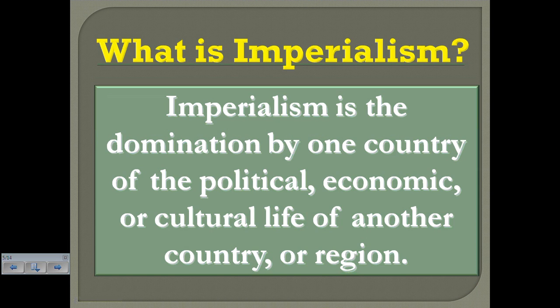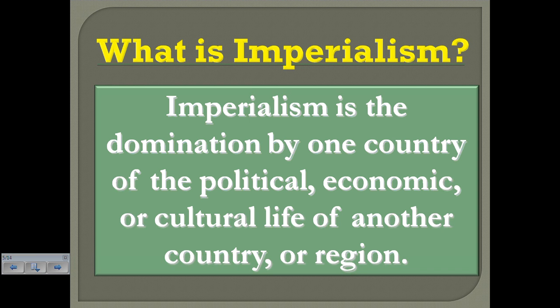Now, imperialism. Very important definition. Imperialism is the domination by one country over the political, economic, and cultural life of another country or region. The key word here is cultural life. Think back to your culture components. When one country is dominating someone else's culture, that includes politics, government, society, and religion. So basically, the Europeans are going to come in and completely dominate other areas of life.